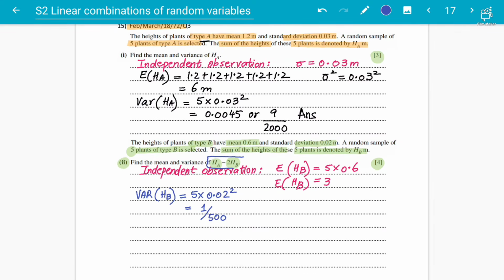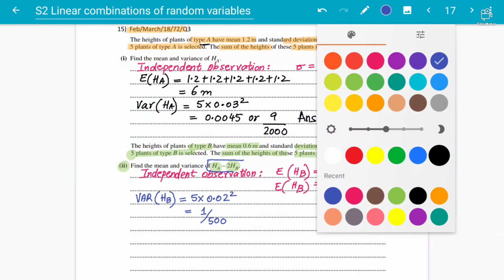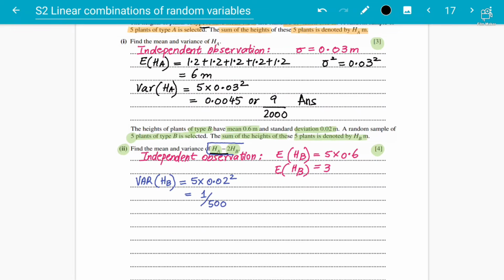Okay, so now we got the variance and mean of the independent observations of type B, and now we'll apply that to the linear combination that we have, that is the mean of HA minus 2HB. So the mean is a bit easier, because in that you just have to do the normal calculation for subtraction, multiplying 2 times the mean of HB. Let me write it down for you so that you understand, students. It will be E(HA), the mean of type A plants, minus 2 times the mean of HB, that is the height of plants of type B.